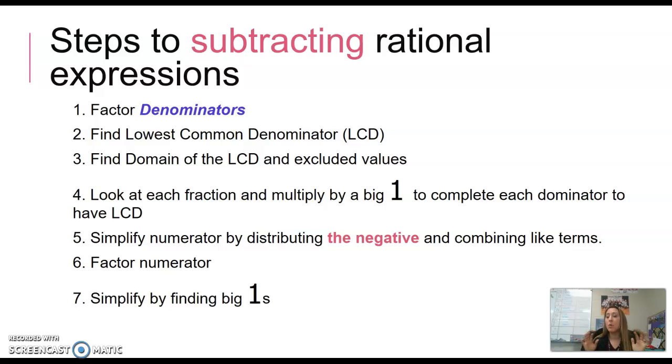So that is the only difference that we have to do. We're still going to distribute. So when we're multiplying the top and the bottom to get that lowest common denominator, we're still going to do all that. We're still going to combine like terms. But this time we're also going to distribute a negative that goes with it. Then we're going to factor the numerator, and then we're going to simplify by finding big ones. So that is the same step.